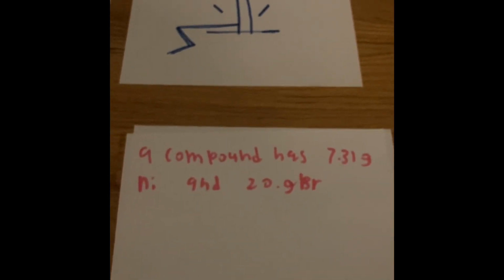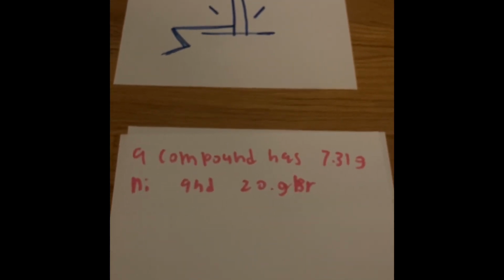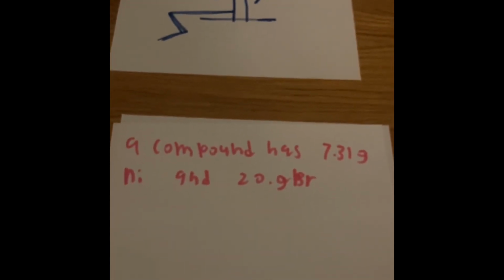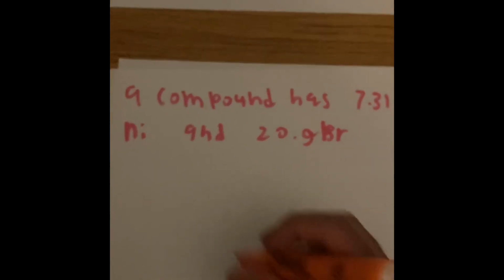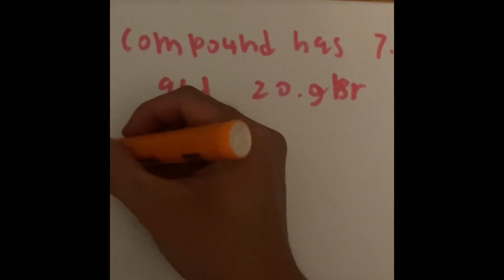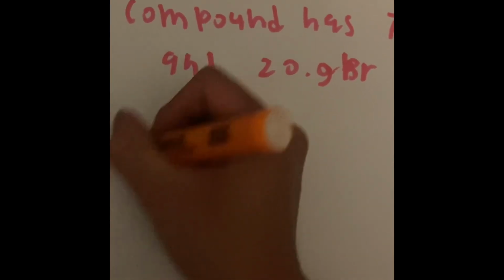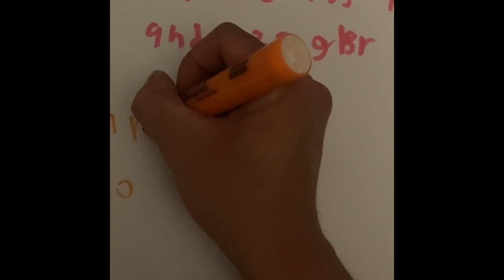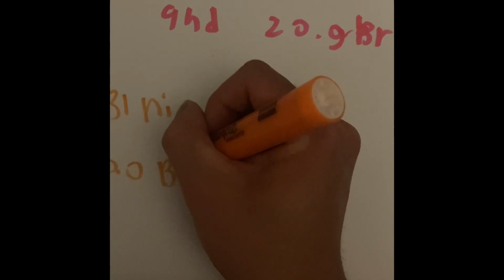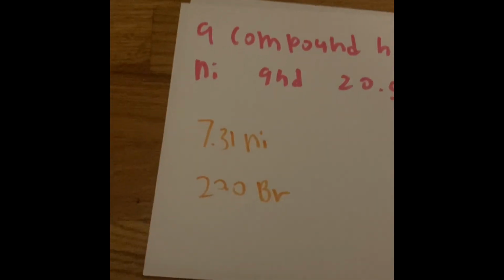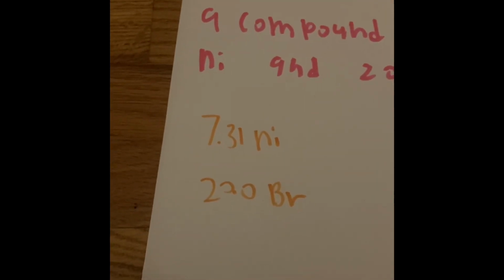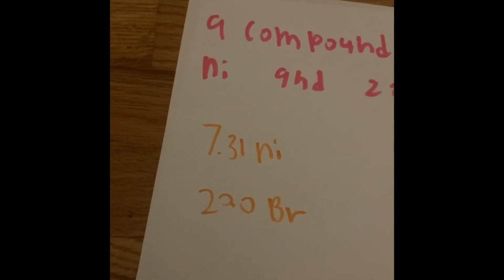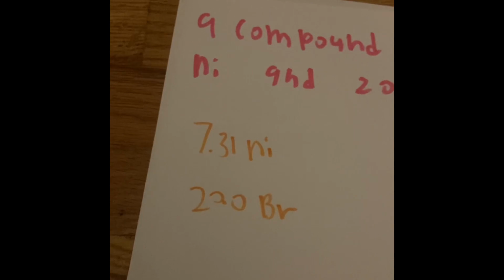So, we are given 7.31 grams of nickel and 20.0 grams of bromine. Let's write them onto the side. So we have 7.31 and 20.0, and that is nickel and bromine. So the problem is, we still haven't gotten to that formula, but we took a step closer to it.